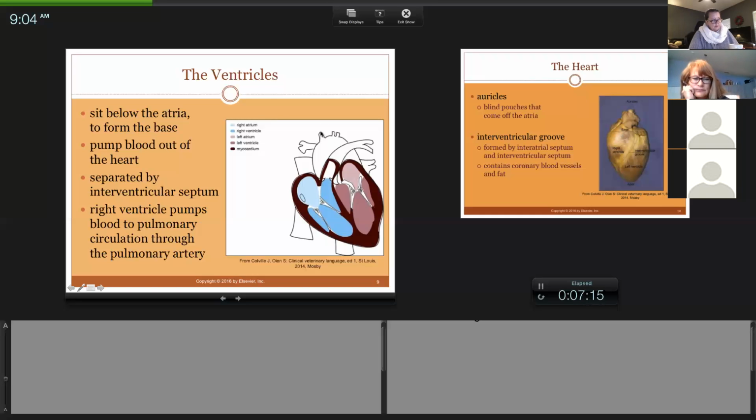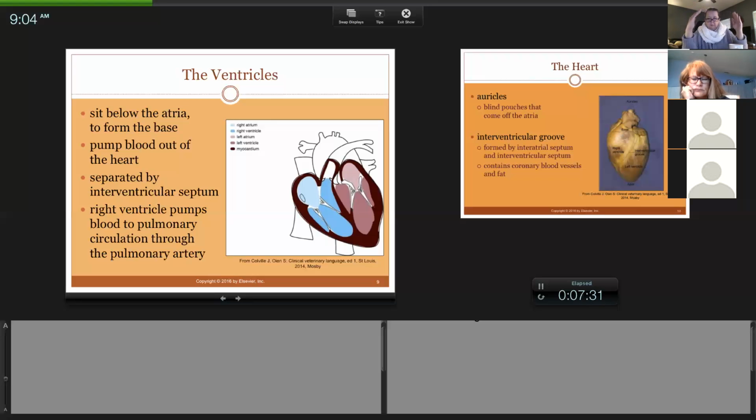And then you see these little things here. That's where it branches to the other blood supply. It's going to branch to the carotid arteries. It's going to branch to the descending aorta. It's going to branch to the renal artery, which goes to the kidney.